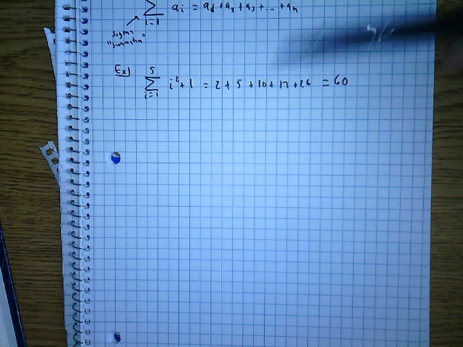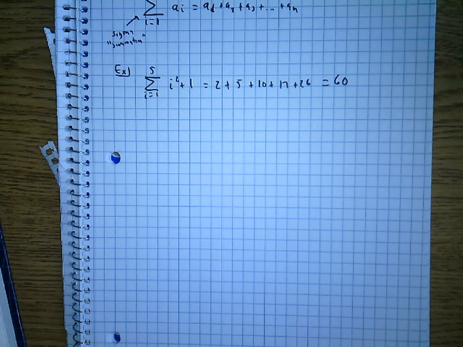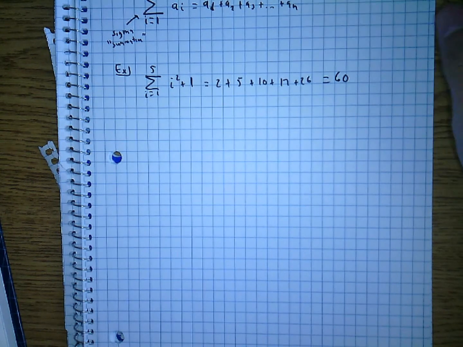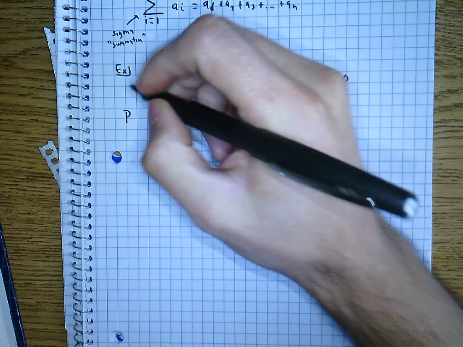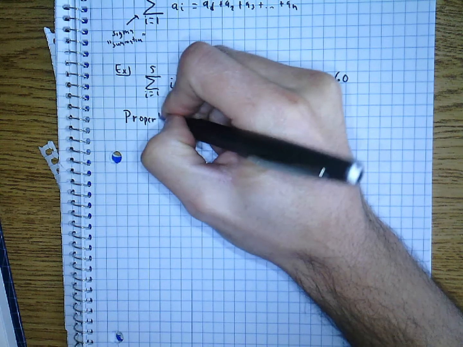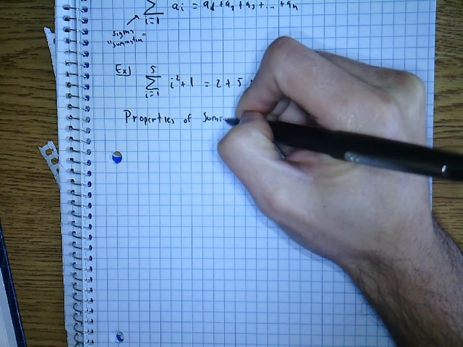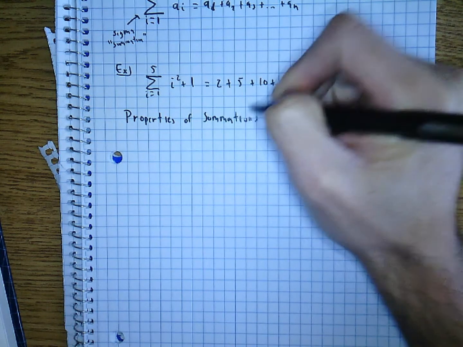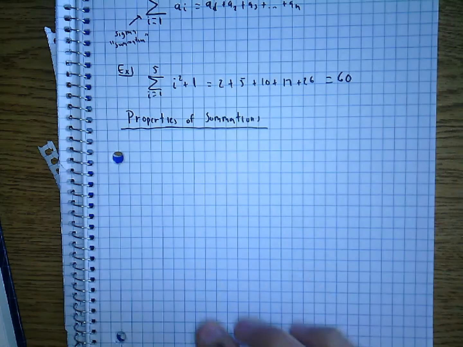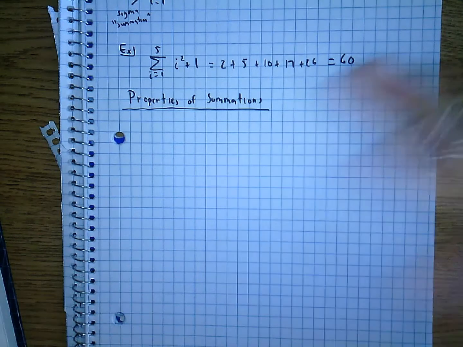We're going to have to use the idea of summations to help us find the area under the curve. Okay, but before we can get there, I need to introduce you to a couple of properties and some summation formulas. So first we'll talk about some properties of summations. And these properties can become very helpful for you, especially when we're doing the area under the curve.